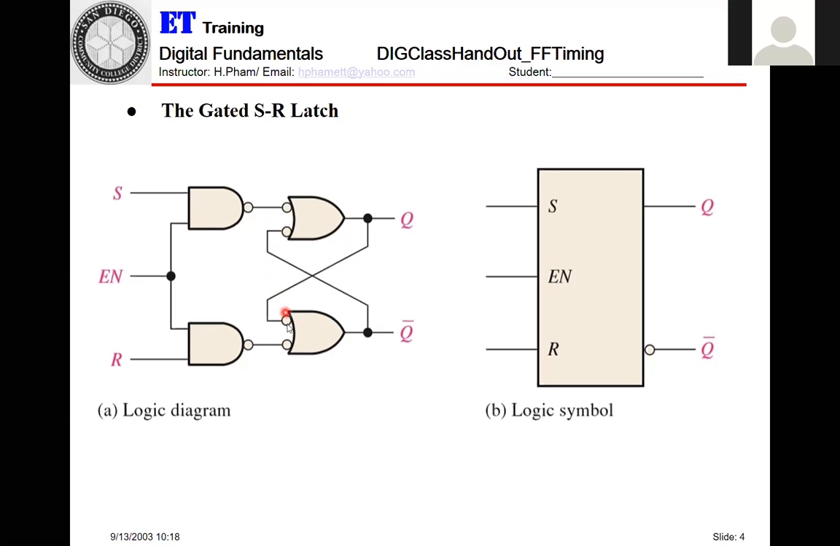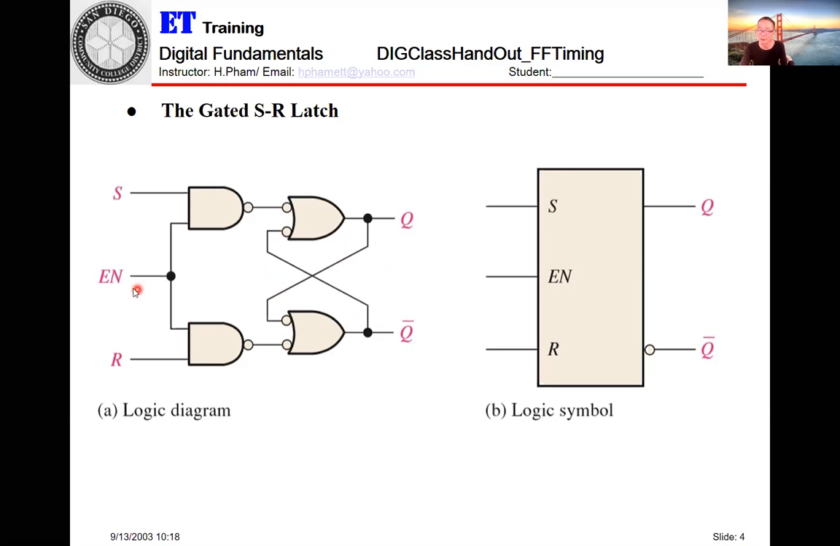1, 1 is no change. No change. Okay? If you get a 0 here, then you know you have to be a 1. Okay, now they're adding 2 more NAND gates here.